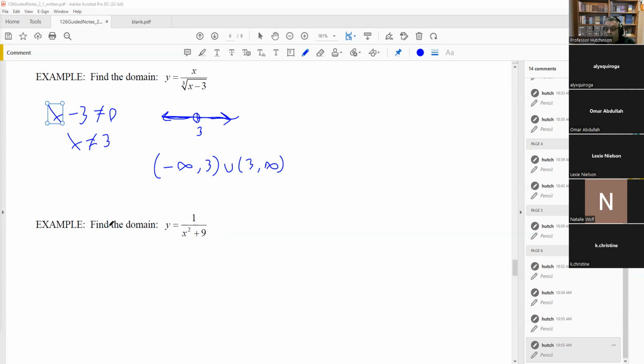And what I want to do is see if there's any number that will cause this to be a 0. So I'm going to take x squared plus 9. I know that x squared plus 9 cannot be equal to 0, so I want to try and solve this. If I can solve this, that means those are numbers that are not included in my domain. So I'm going to subtract the 9 to the other side, and I get x squared is not equal to negative 9. And if I take the square root of that, we get plus or minus the square root of negative 9.